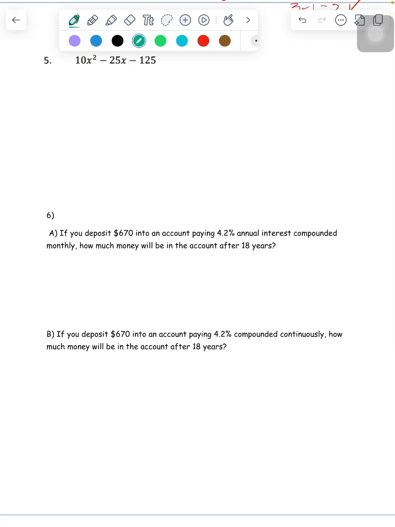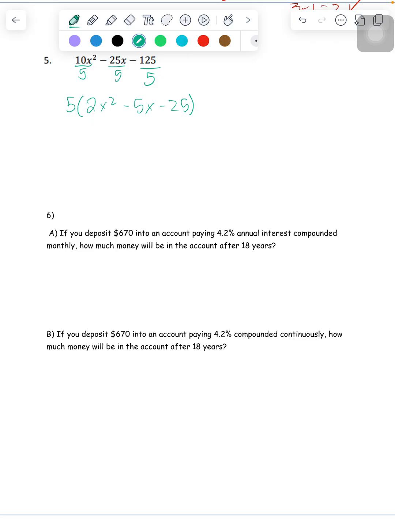So I'm going to take out a 5, right? I'm going to factor out a 5. What does that mean? I'm going to divide each term by 5, and I'm going to take it outside. So I'm going to have 5 times 2x squared, since 10 divided by 5 is 2, minus 5x, since 25 divided by 5 is 5, minus 25, since 125 divided by 5 is 25.